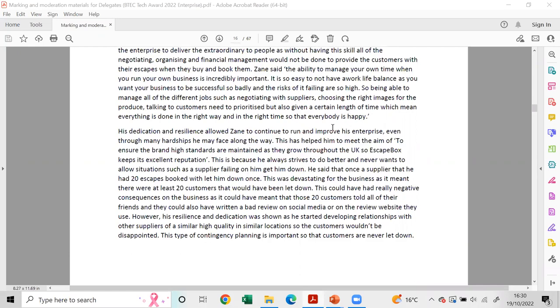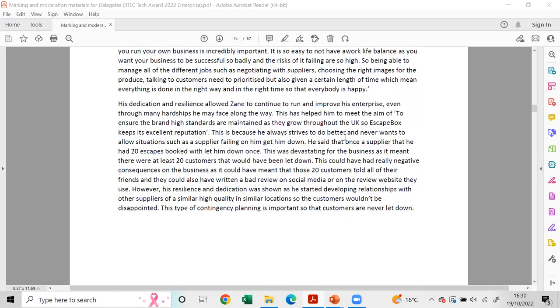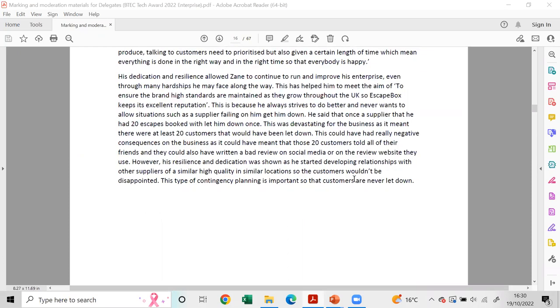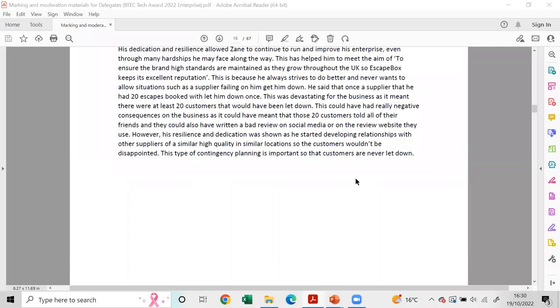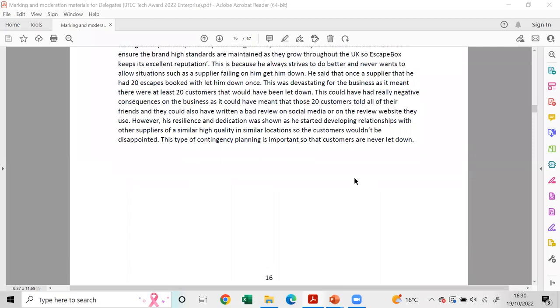So this end conclusion bit is those judgments, and it's really breaking down how these characteristics and skills are helping them meet their aims. Why what this entrepreneur has made them successful. Okay, so that's what they have done. It's really comprehensive judgments supported by quotes from the entrepreneur, fully relevant to the aims of the enterprise.